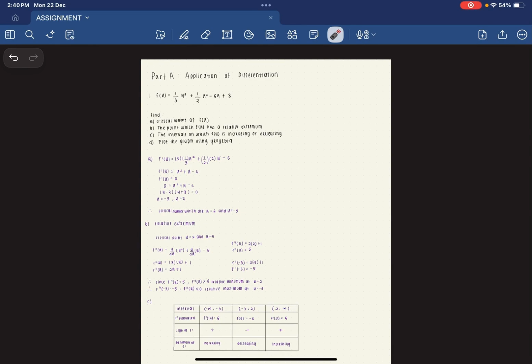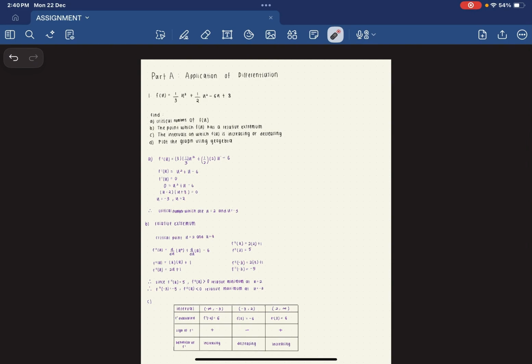So we present about part A, application of differentiation, for our function f(x) equal to 1/3 x cubed plus 1/2 x squared minus 6x plus 8. For the first question A, critical number of the function. First, we differentiate the function. Next, we find the critical number by setting the first derivative equal to 0. So the critical numbers are x equal to 2 and x equal to minus 3.